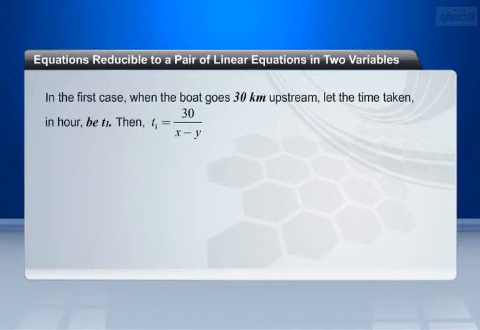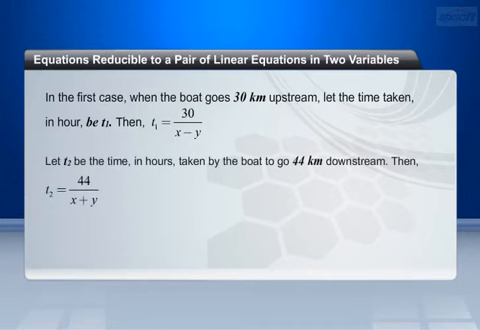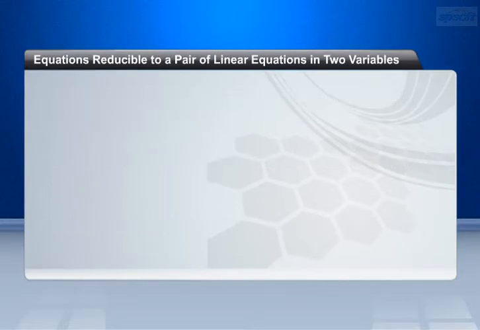In the first case, when the boat goes 30 kilometers upstream, let the time taken, in hours, be t1. Then t1 equals 30 by x minus y. Let t2 be the time, in hours, taken by the boat to go 44 kilometers downstream. Then t2 equals 44 by x plus y. The total time taken, t1 plus t2, is 10 hours. That is, t1 plus t2 equals 10. This implies that 30 divided by x minus y, plus 44 divided by x plus y, equals 10. Make it equation 1.